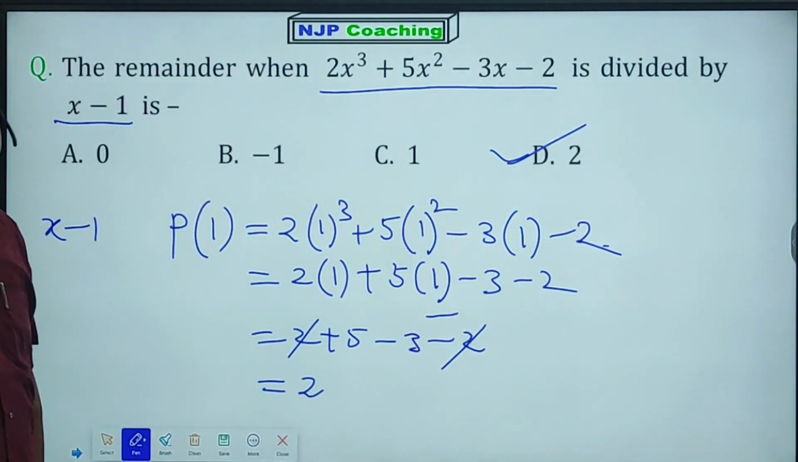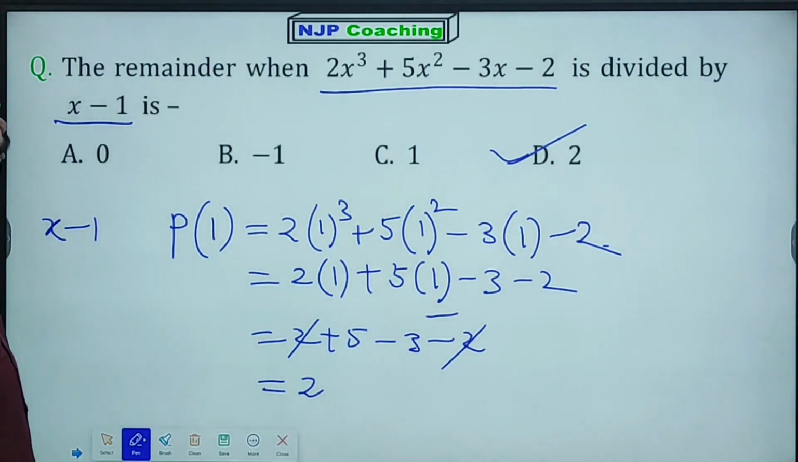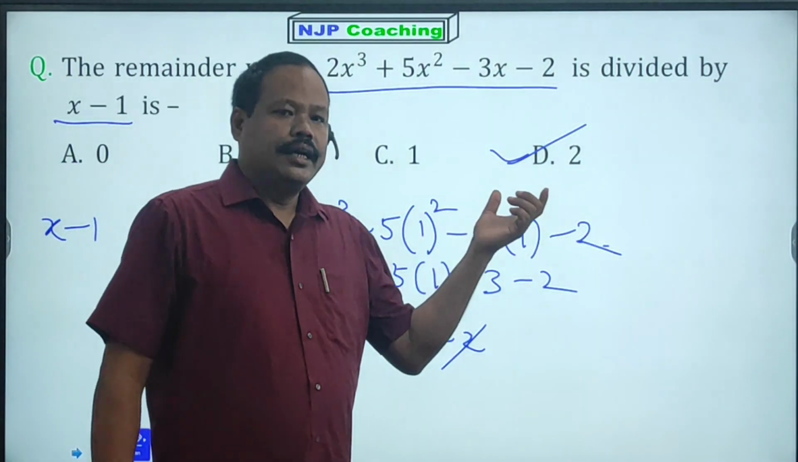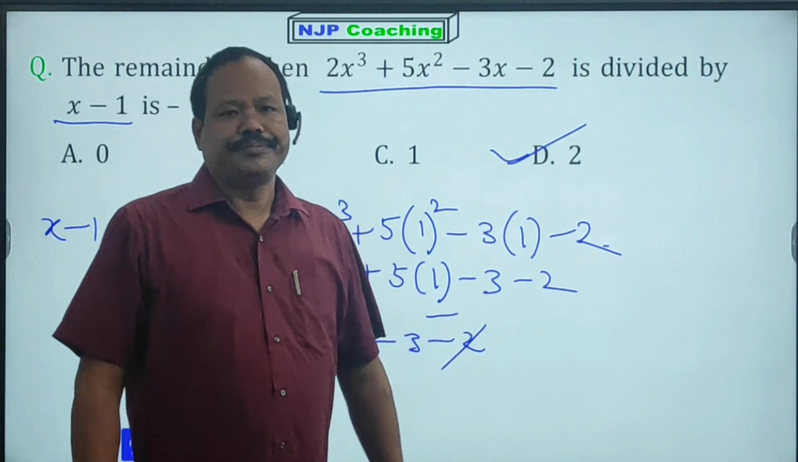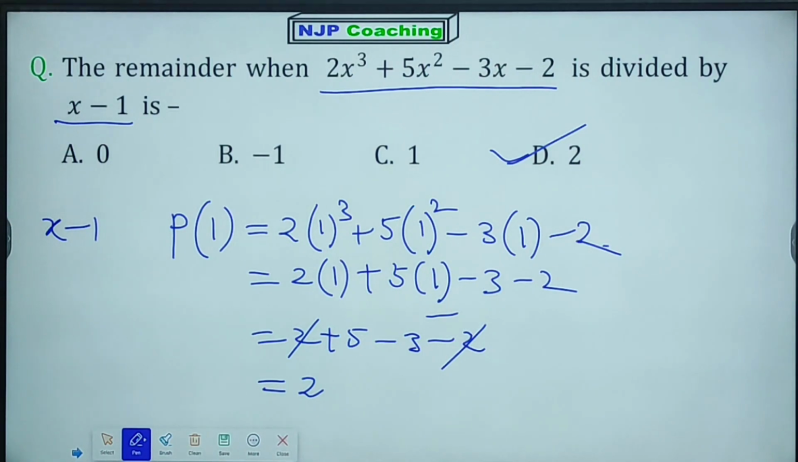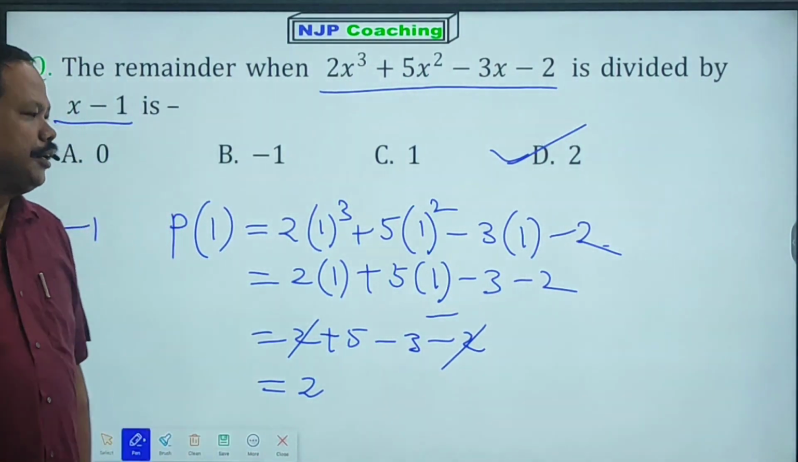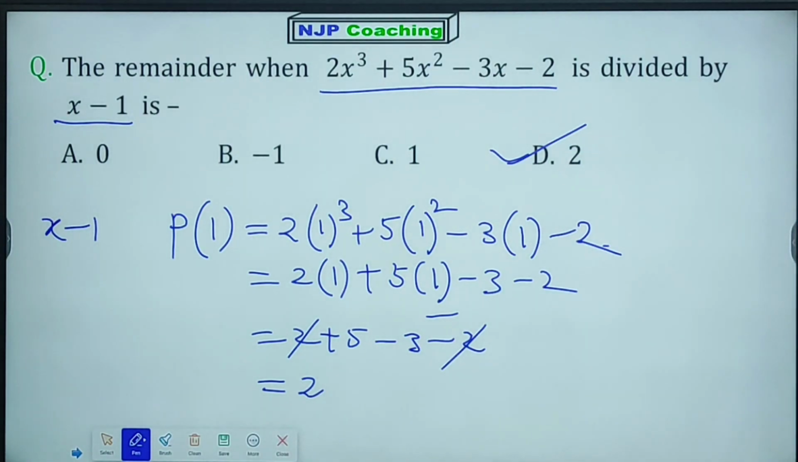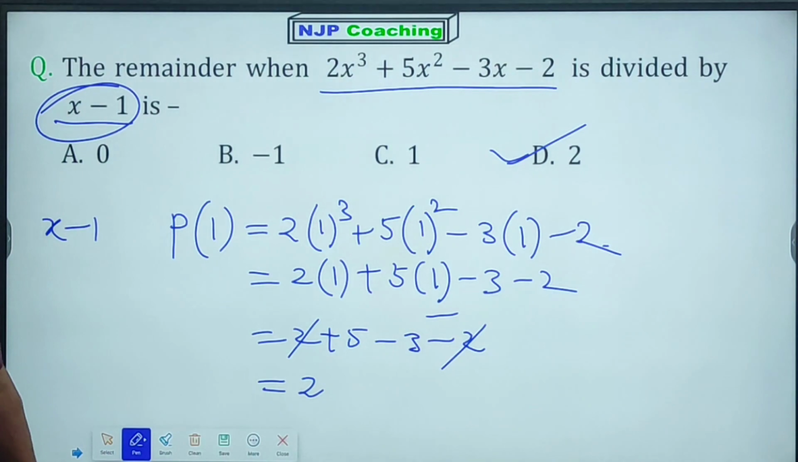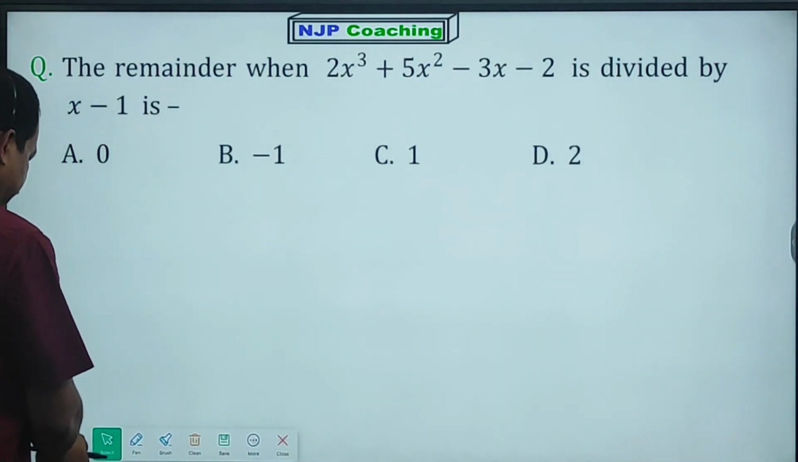Option D gives the right answer, that is 2. 2 is the remainder. So we can find easily in this type of questions what the remainder is when a polynomial is divided by a linear polynomial by using the remainder theorem. But the divisor should be a linear polynomial. Remember this. Okay, fine.